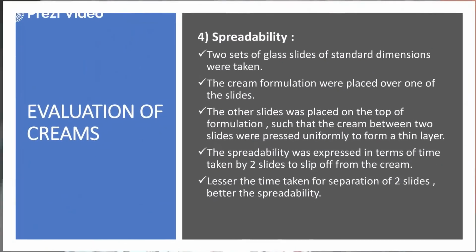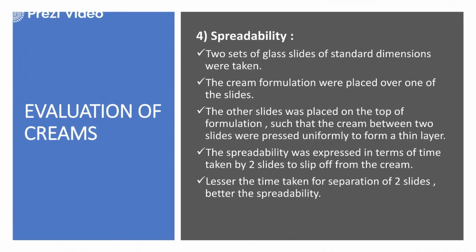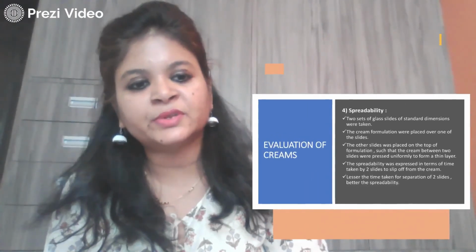Other parameters of evaluation of creams are like spreadability. For this, you take two glass slides of the same dimensions, place cream on one of them and place the other slide on top, so that the cream between the two slides is pressed uniformly to form a thin layer. The spreadability is expressed in terms of the time taken by the two slides to slip apart from the cream. The lesser the time taken for the separation of the two slides, the better the spreadability. So this again is a very important test for the evaluation of creams.